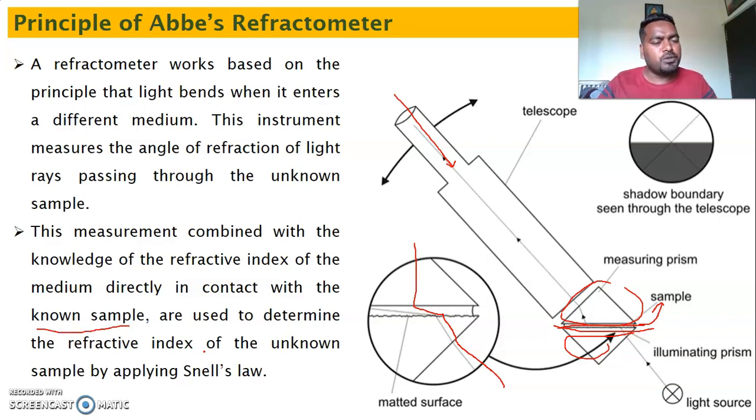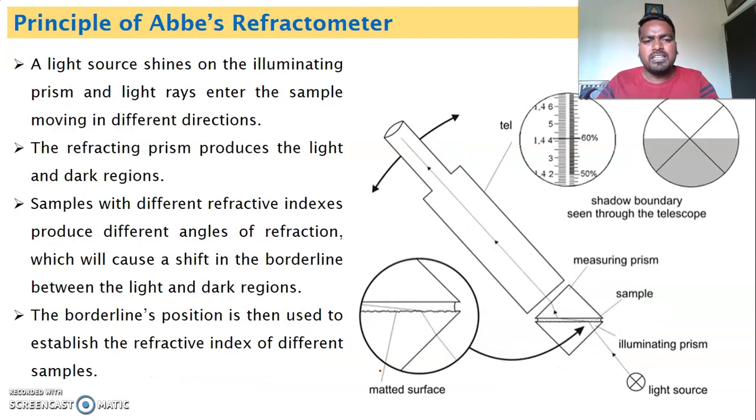That means here we are going to use a prism. We know the refractive index of the prism. So by using the refractive index of the prism, one known substance, the refractive index of an unknown solution can be calculated with the help of Snell's law. Let us look at the detailed working of this Abbe refractometer.